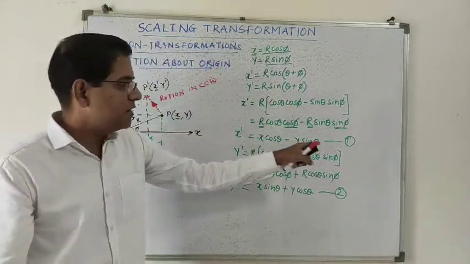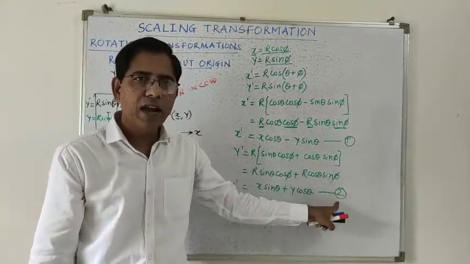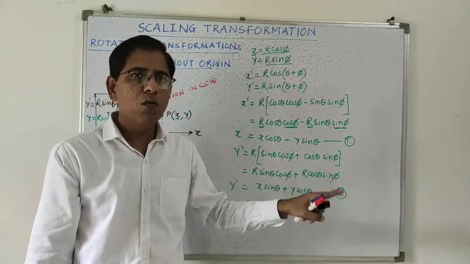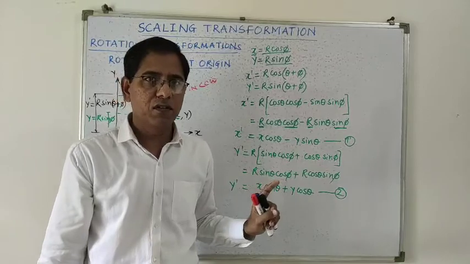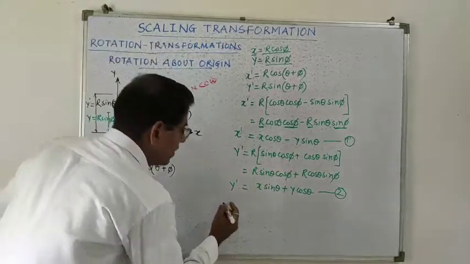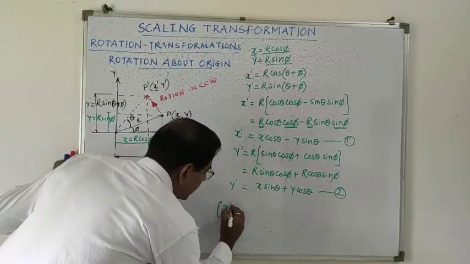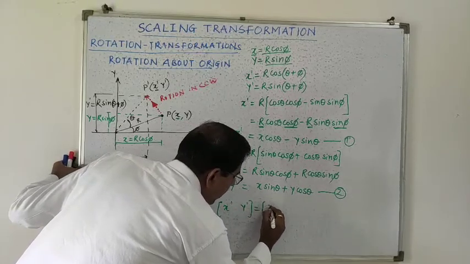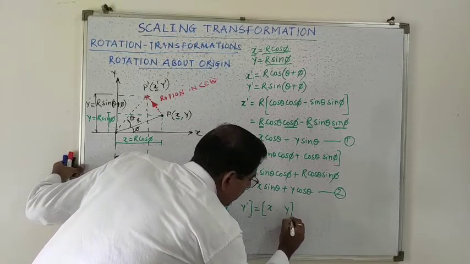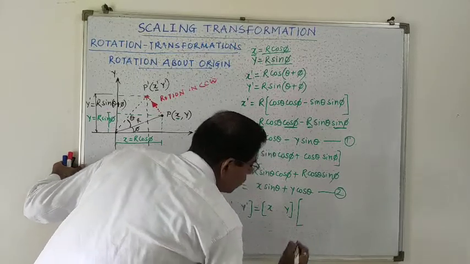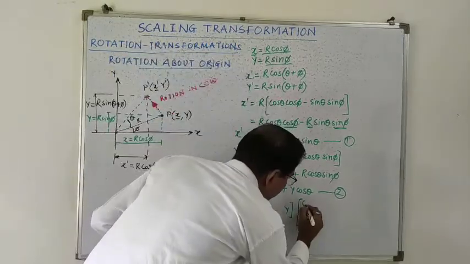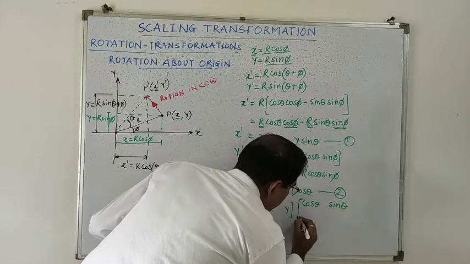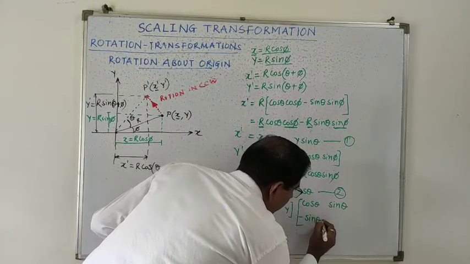Now can we write equation 1 and equation 2 in matrix form without changing the meaning of these equations? Okay, we can easily write. So it becomes [x dash, y dash] is equal to [x, y] into the matrix with rows cos theta, sin theta and minus sin theta, cos theta.